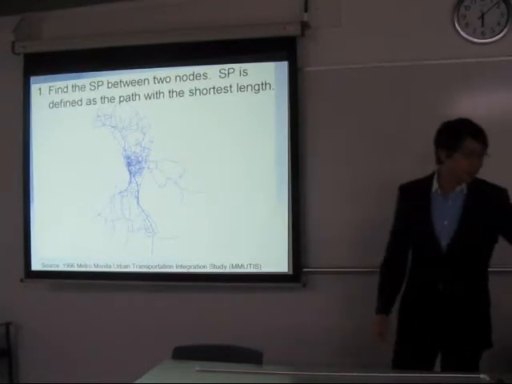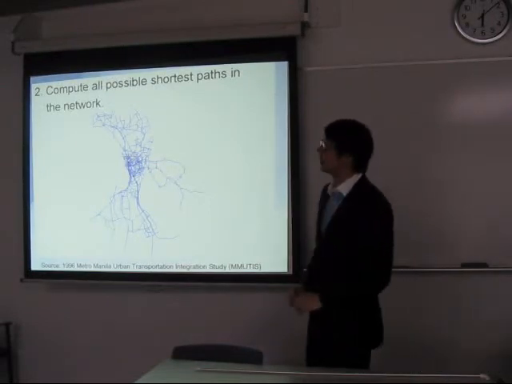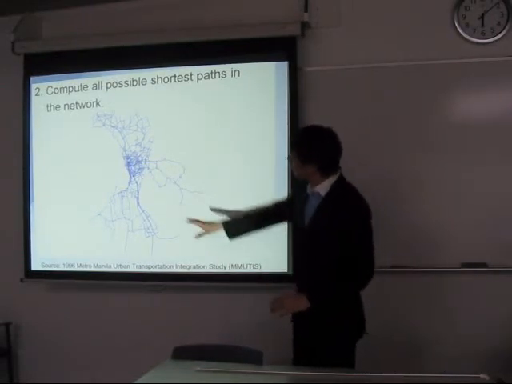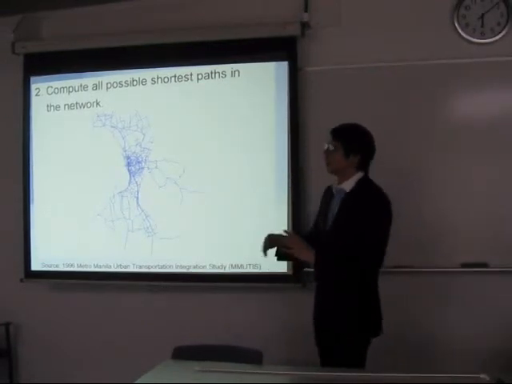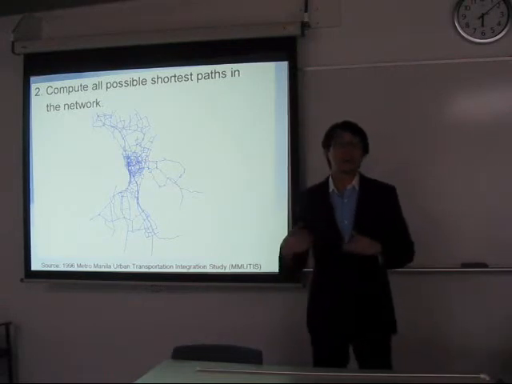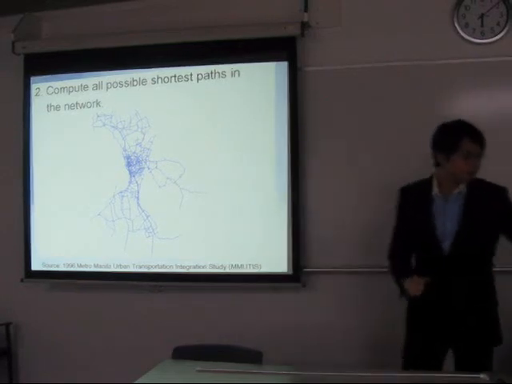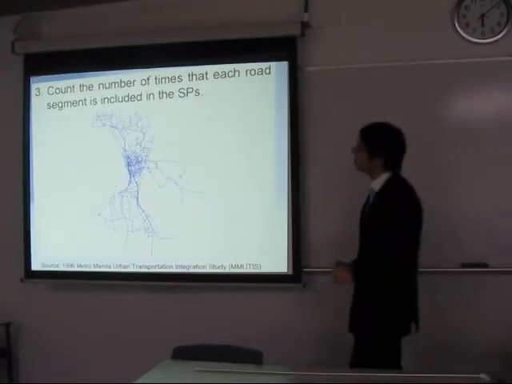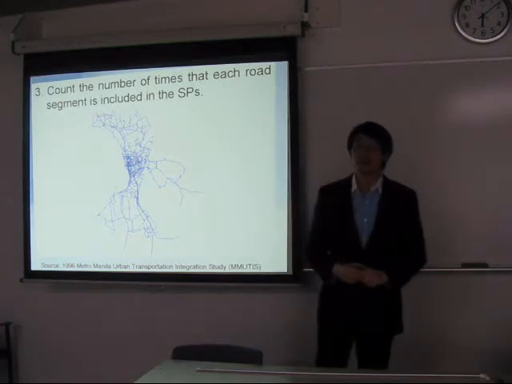Step two of SPCP is to compute all possible shortest paths in the network. So given this Metro Manila network, or given any other network, step two would be to compute the shortest path between all possible combinations of origin and destination nodes. And step three is to count the number of times that each road segment is included in the shortest path.